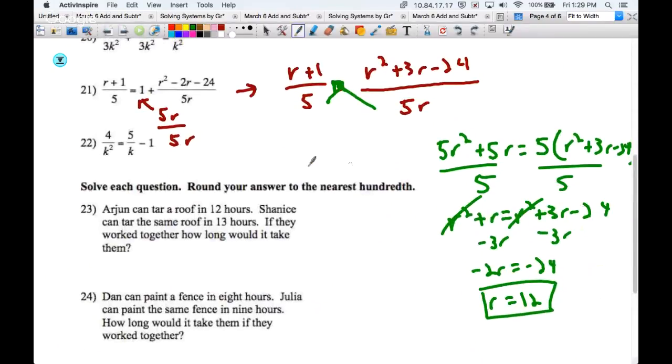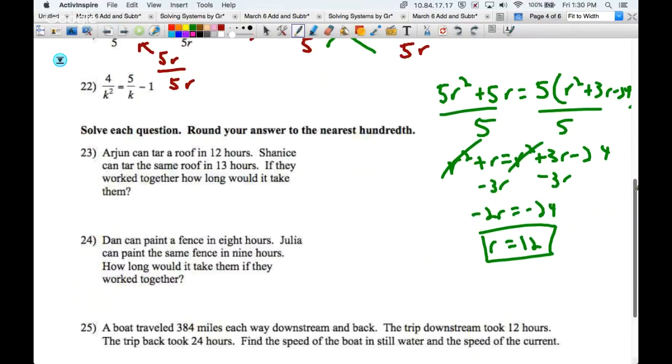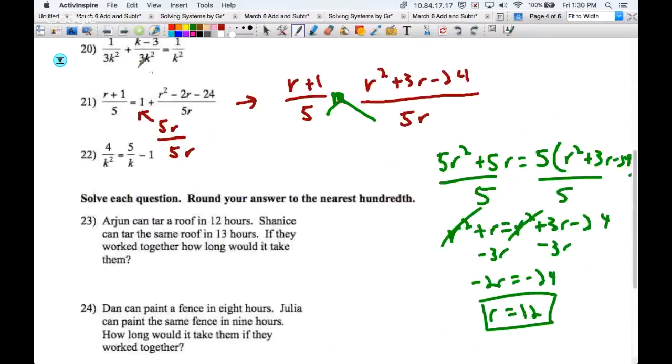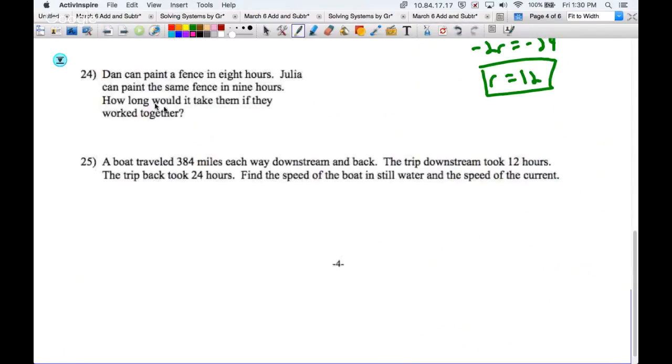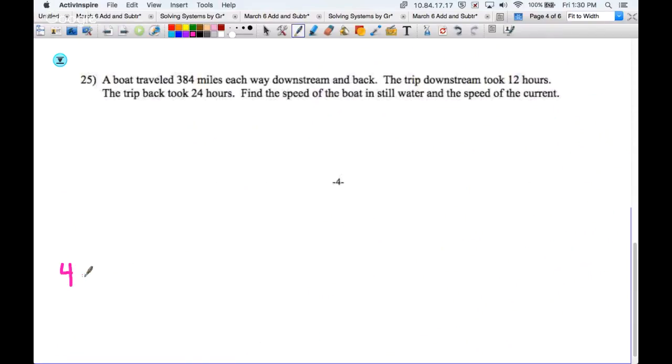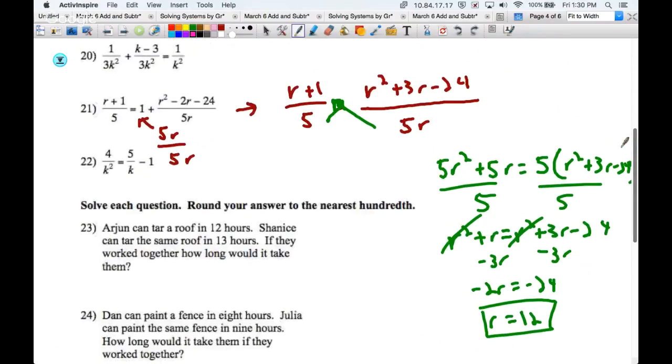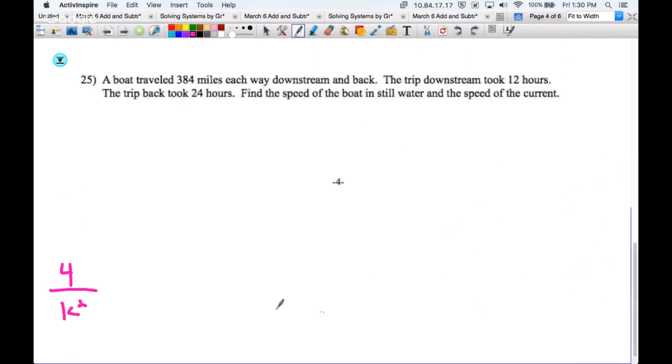All right, do 22. Let's find some white space to do that one. We got 4 over k squared equals 5 over k minus 1. Let's come down over here.